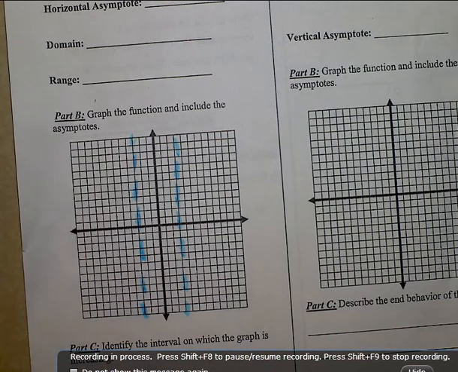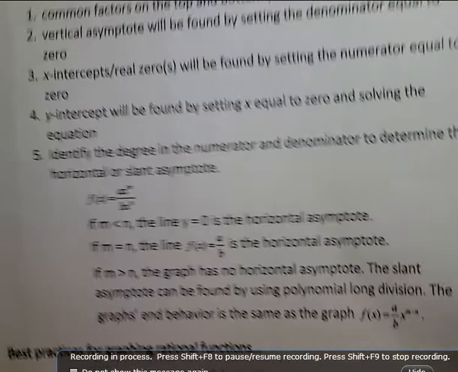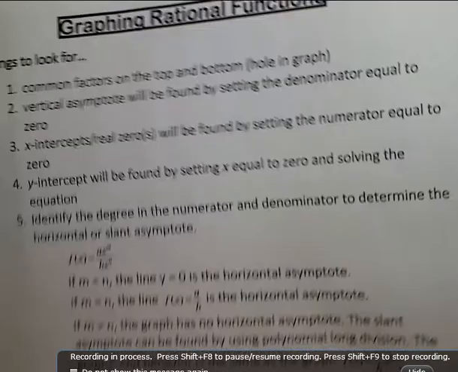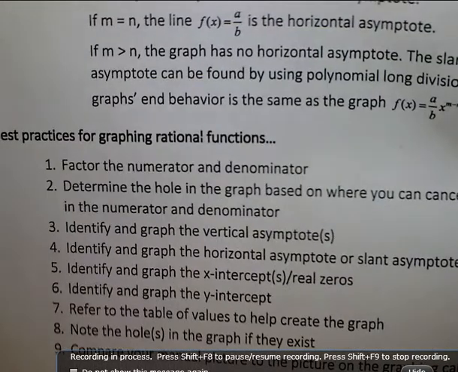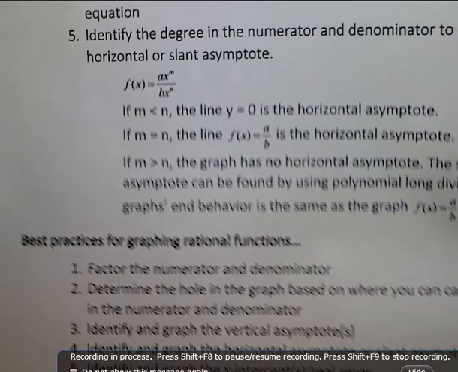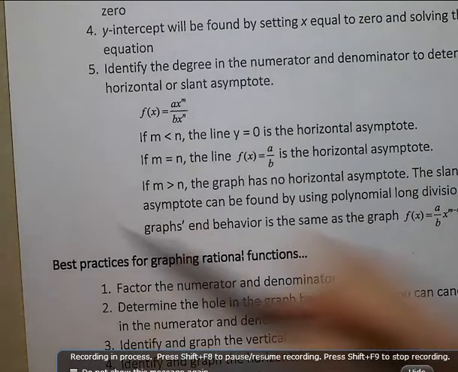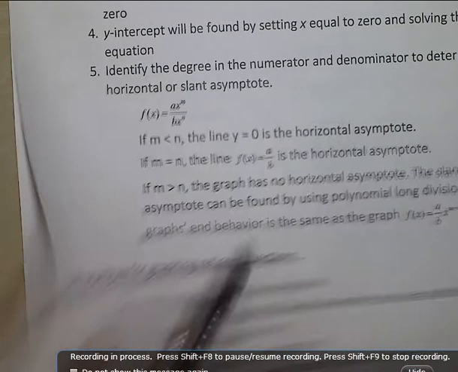Horizontal asymptote. I have a cheat sheet here for you to review at home. So when you leave class today, feel free to take this. You cannot use this on the test, but it will give you suggestions on how to go about graphing, or how to find asymptotes, both vertical, horizontal, and slant.